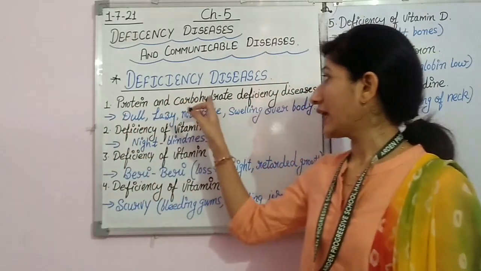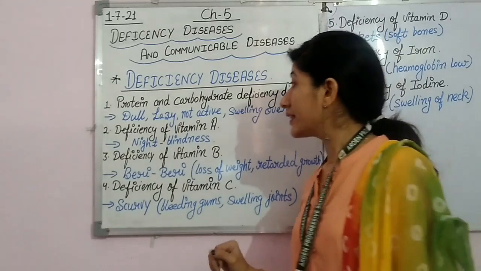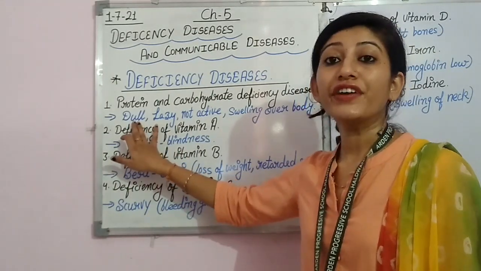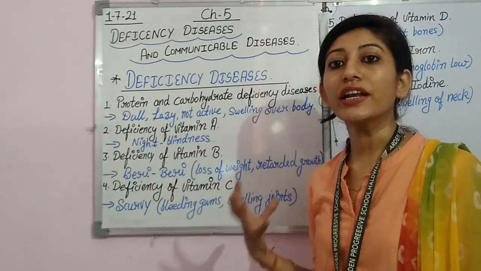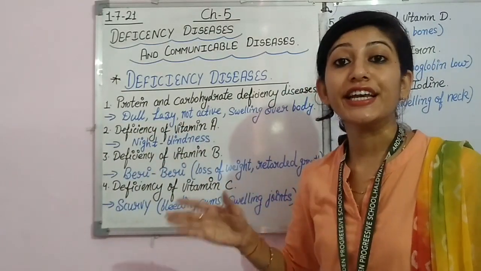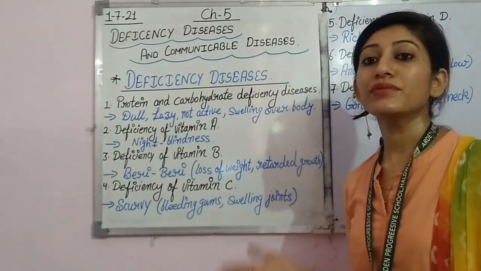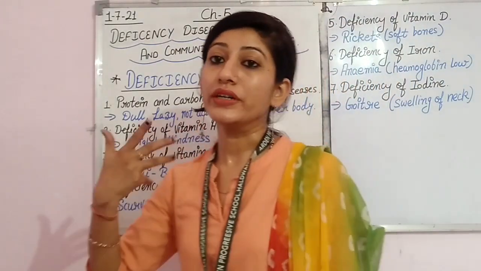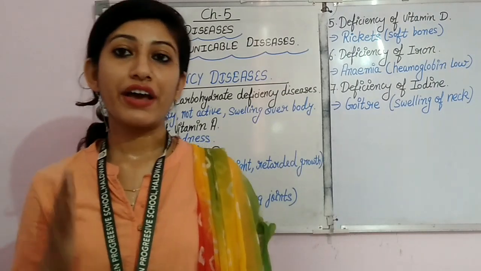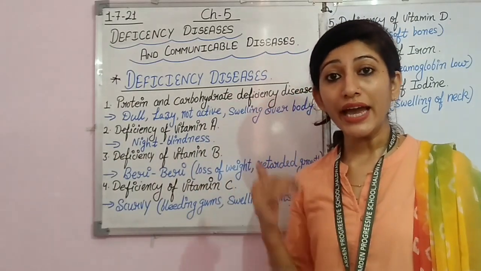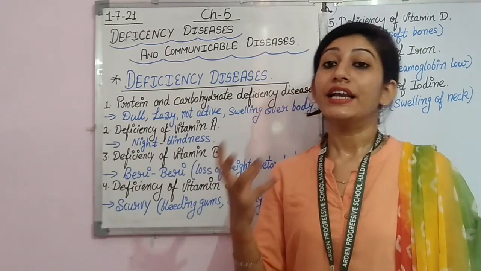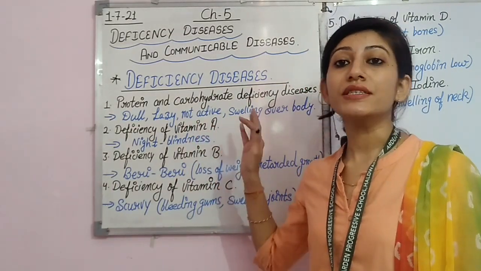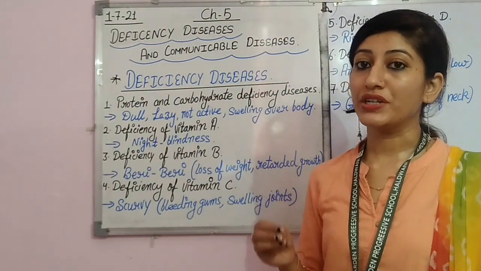So beta, when there is protein and carbohydrate deficiency in someone's body, the symptoms we find are that the person will feel dull. Dull means he will not feel active, he will not feel comfortable, and he will feel laziness. And one more symptom: when there is a deficiency of protein and carbohydrate, swelling occurs all over the body. So these are the symptoms that occur in a person having deficiency of protein and carbohydrate.